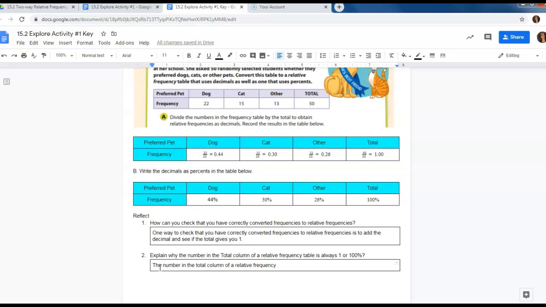Okay, anyways, the number in the total column of a relative frequency table is always 1 or 100%, because the total has to be 50, and 50 out of 50 is 1, which is 100%. Okay, so that's why, once again, the total here has to be 50.